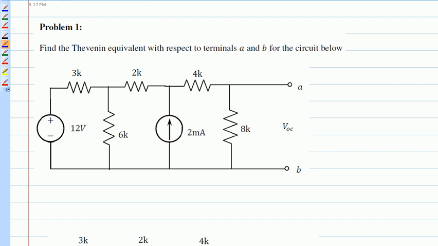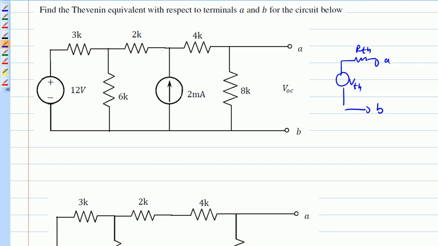So the first question is to find the Thevenin equivalent with respect to terminals A and B here. Essentially, you need to find the VTH and also the RTH between terminals A and B. So let's see, what do we do? First, let's find the RTH.